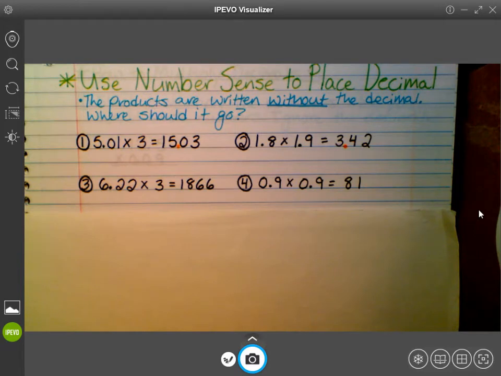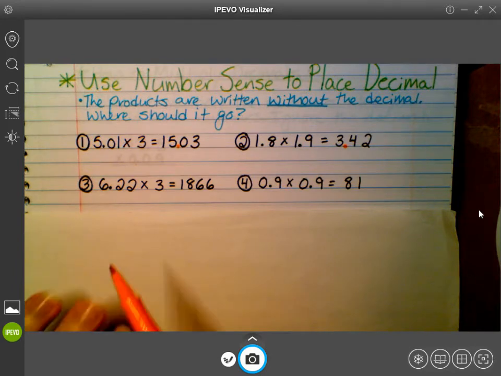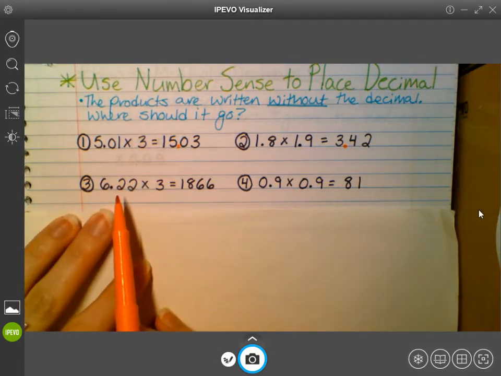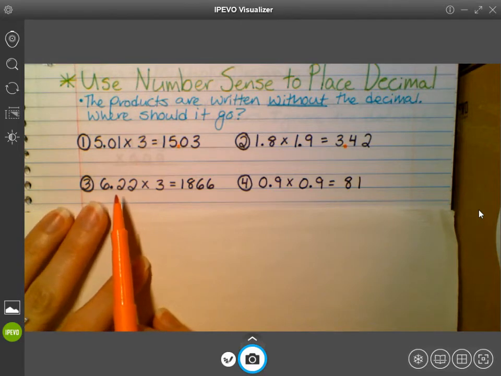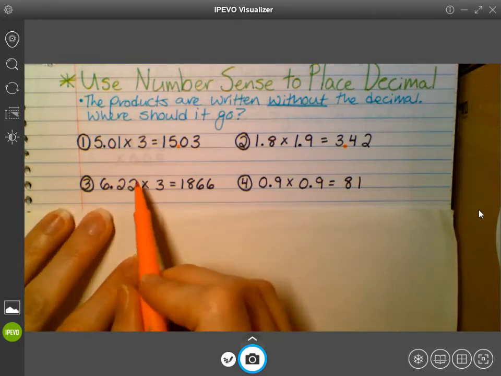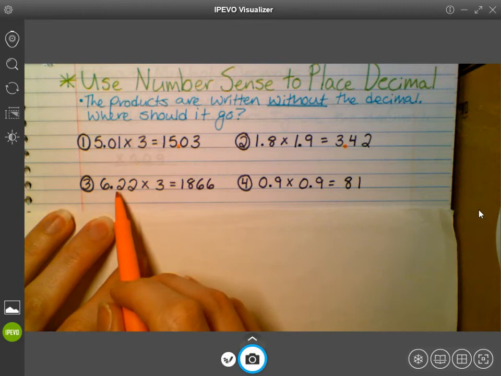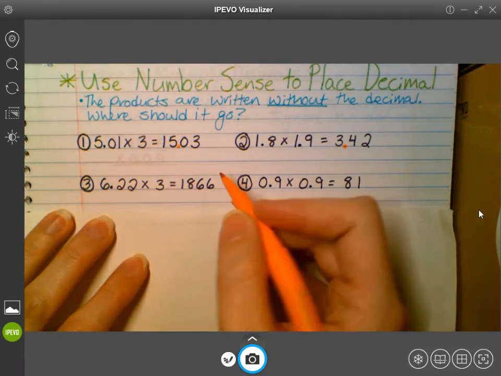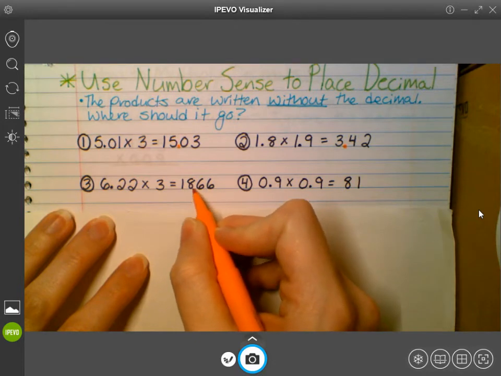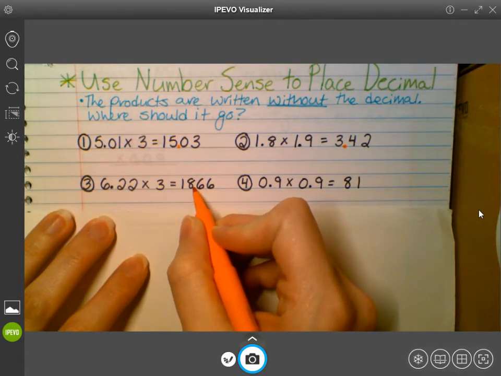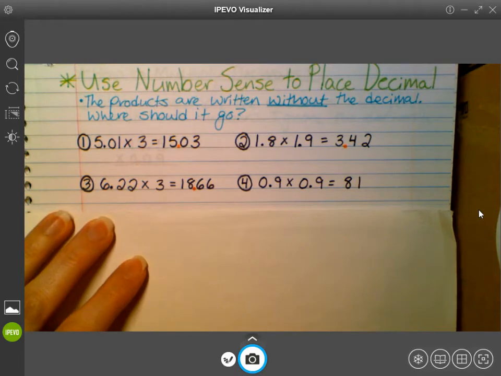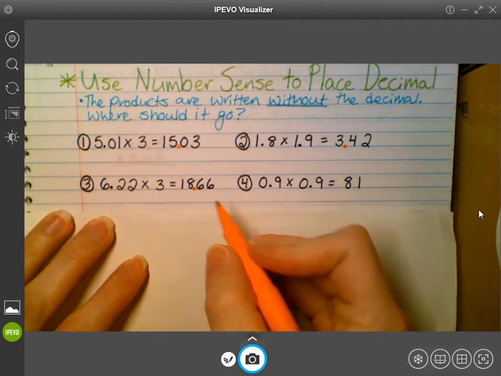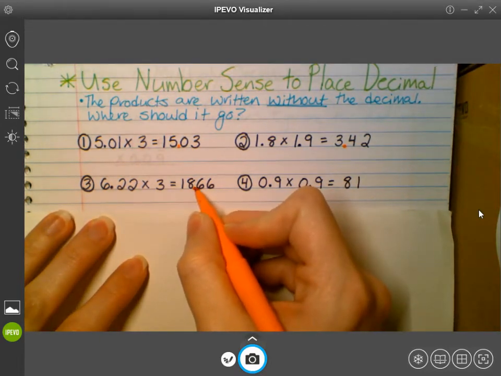Okay. Ready to rock? All right, now let's look at number 3. So number 3, we only have one decimal number. So I'm going to look at that decimal number. We have 2 digits to the right, or 2 digits behind the decimal. So then I'm going to come in 2 places and put my decimal between the 8 and the 6. Yep, so we have 18 and 66 hundredths.